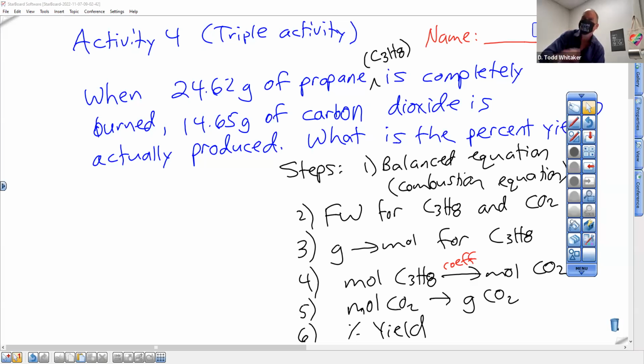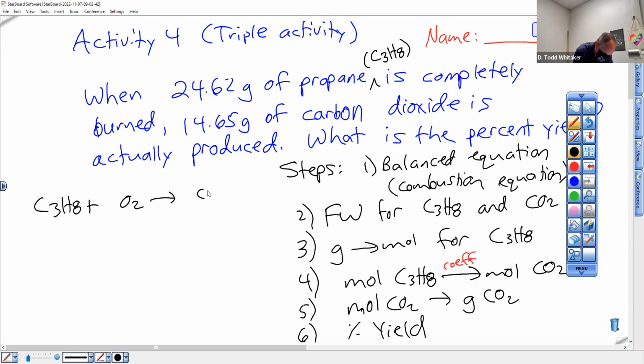All right, ladies and gentlemen, we had some technical issues, which means we're going to redo all of our activities we did recently real quick. It's got all the steps here. The formula of the fuel, C3H8. What's it react with? O2. What's it give? CO2 and water. You know you need to know all that stuff.